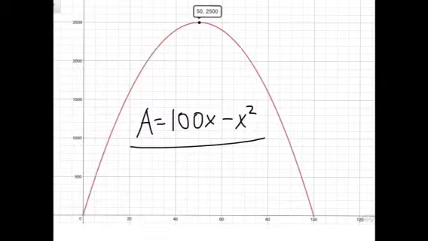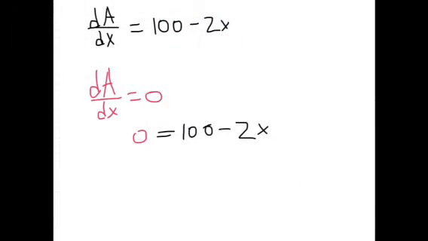This is when the slope is equal to 0, and as seen in the graph, this is when x is equal to 50. This can be shown algebraically by finding when the derivative is equal to 0. In doing so, we find the x value is equal to 50.